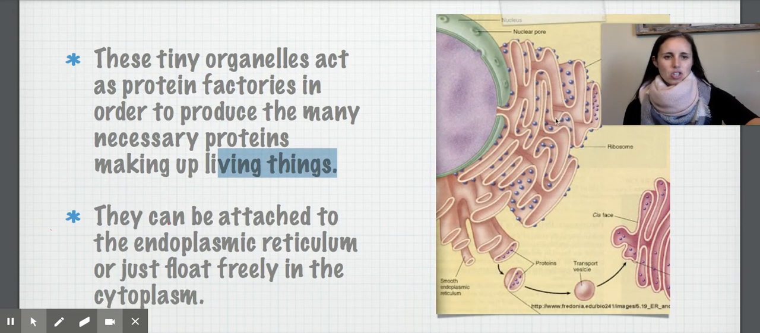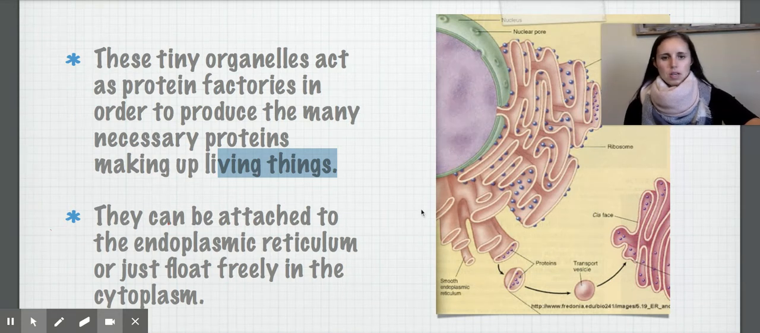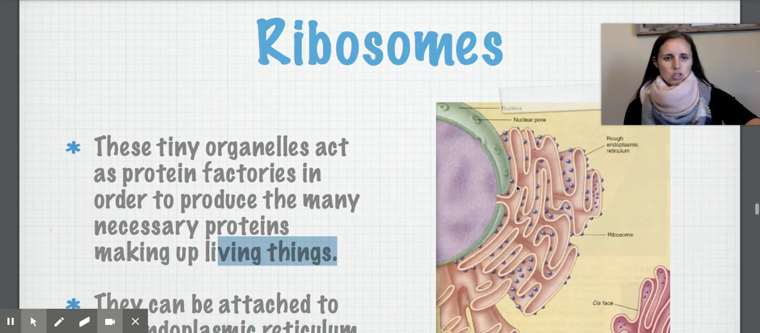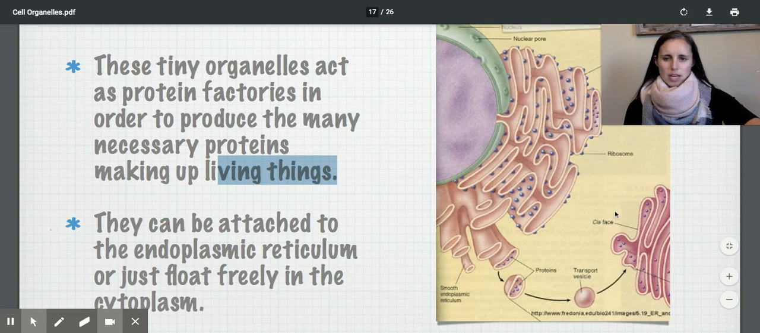They can be attached to the endoplasmic reticulum. So we can see them here on the endoplasmic reticulum. Here you can see the rough ER, and here you can see the smooth ER without any ribosomes. They can also be free floating as well. So you can actually see ribosomes floating around in the actual cytoplasm themselves.